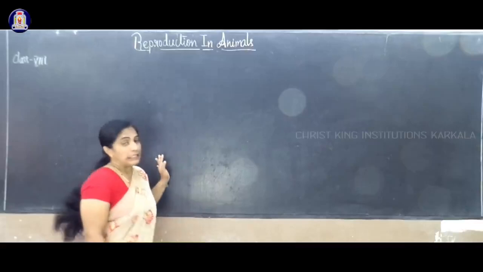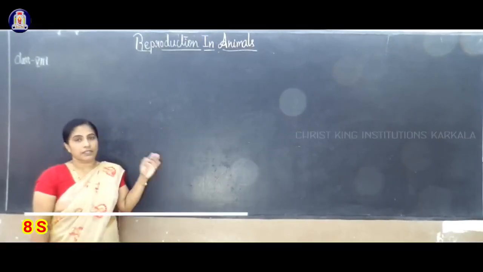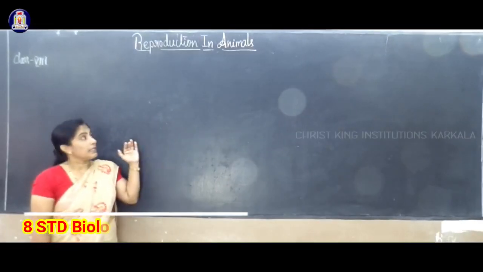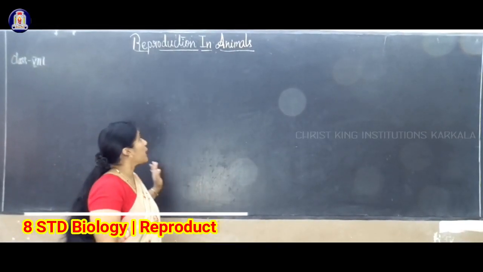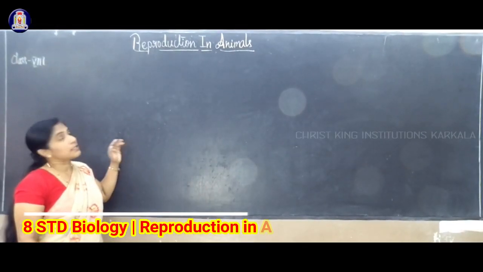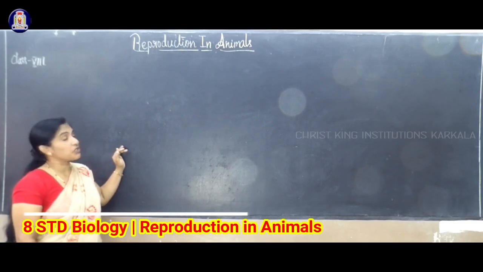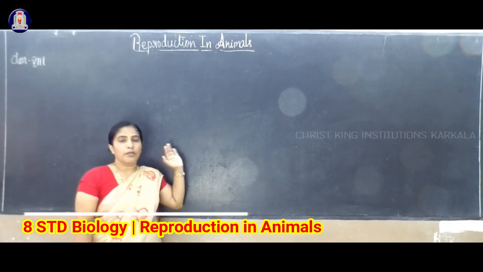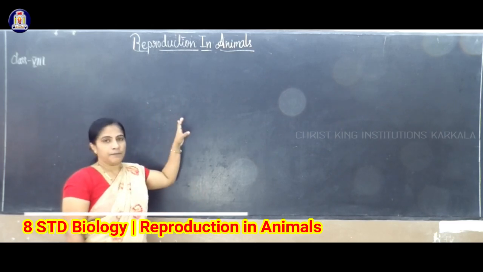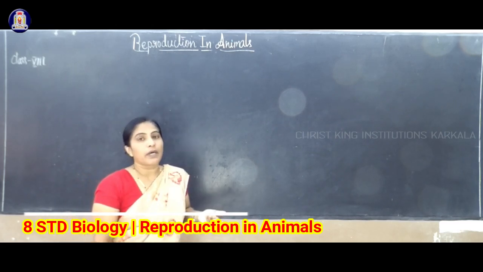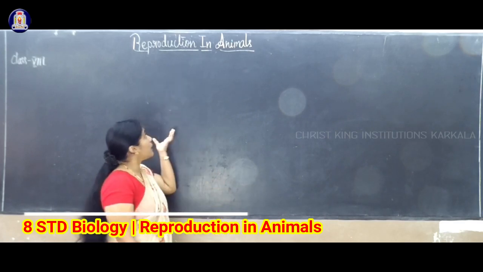We have completed the lessons, that is synthetic fibers, conservation of plants, and combustion and flame. Let us move again towards the biological portion, that is called reproduction in animals. So reproduction in animals, the term reproduction, giving birth to young ones.